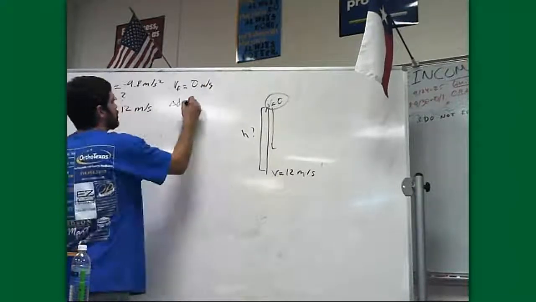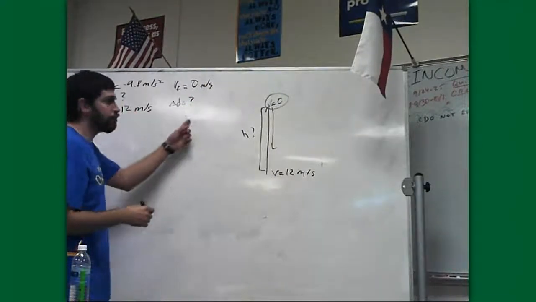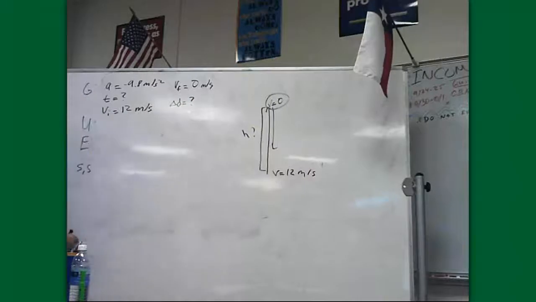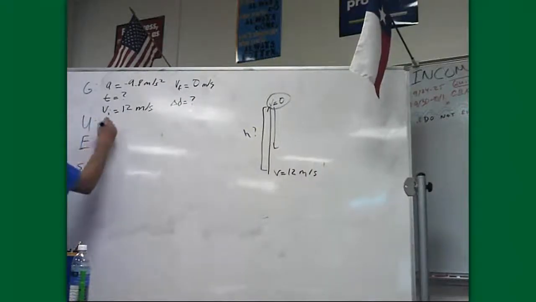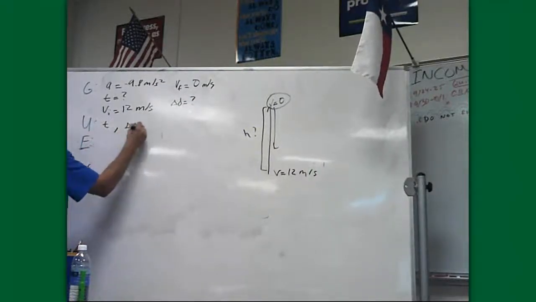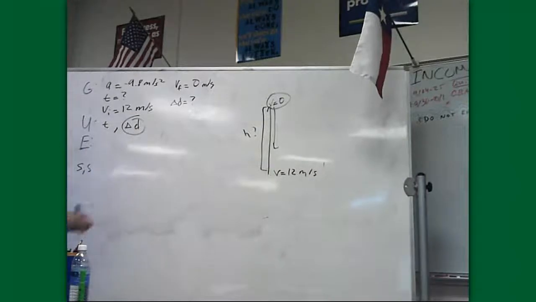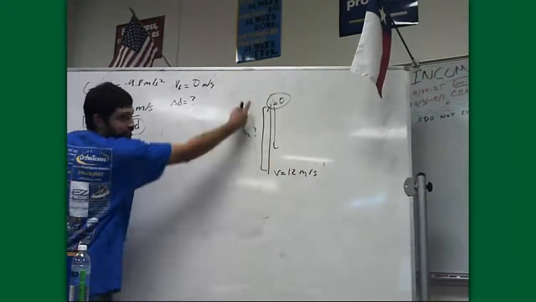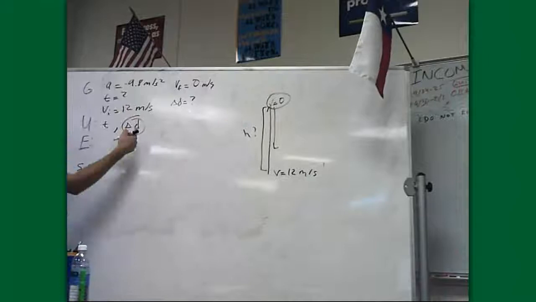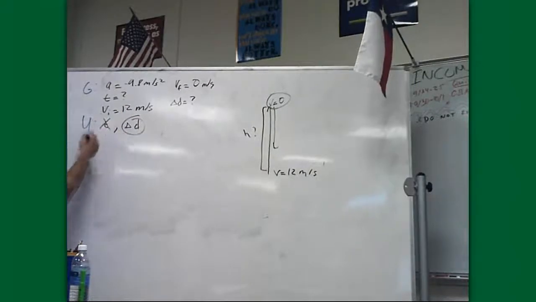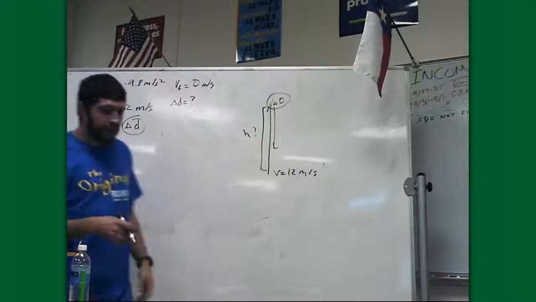The distance, I don't know. In fact, that's what we want to find. So I'll come over here to my unknowns. I don't know T. I don't know delta D. Delta D is what I want to know. That's my height. That's the distance that this thing travels upward. If I want to know this, I don't care about this. So I have to find an equation that has delta D and not time.